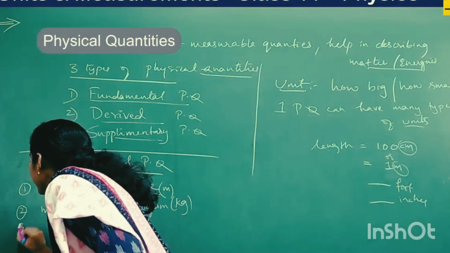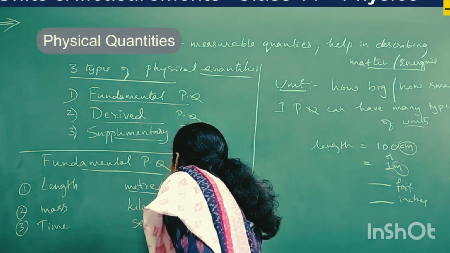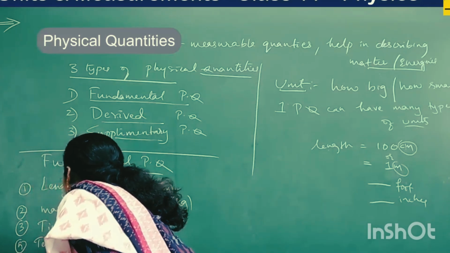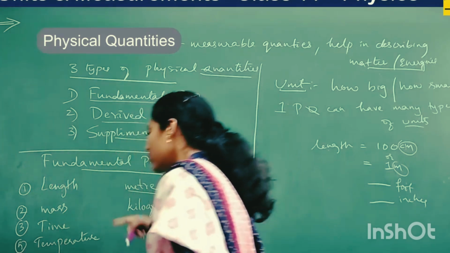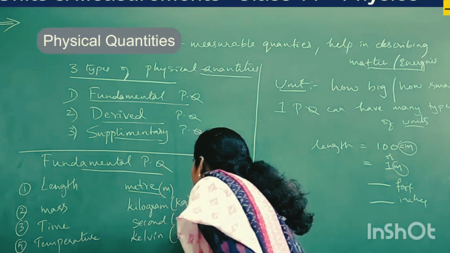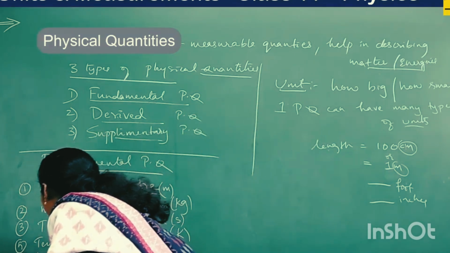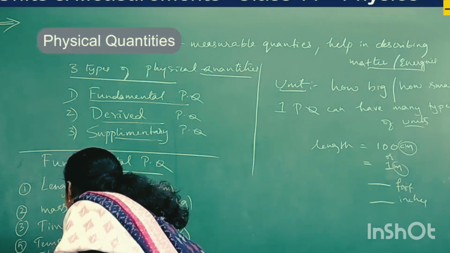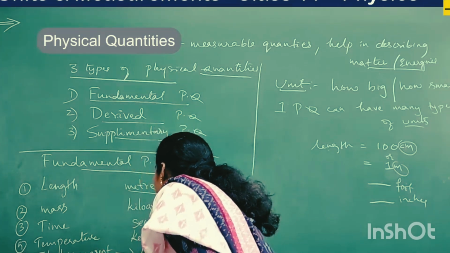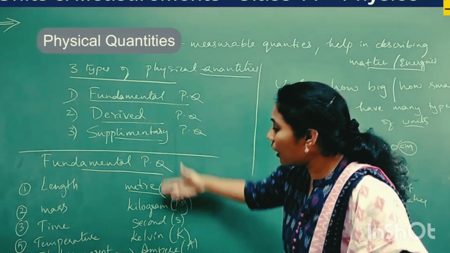So the third one is time. Time's unit is second, which we can write as s. So the fourth one is temperature. We can call it thermodynamic temperature or just temperature, and here the standard unit is Kelvin or K. And then the fifth one is electric current. Electric current is another fundamental physical quantity, and the unit of electric current is ampere. We all know this. So these units are called fundamental units.